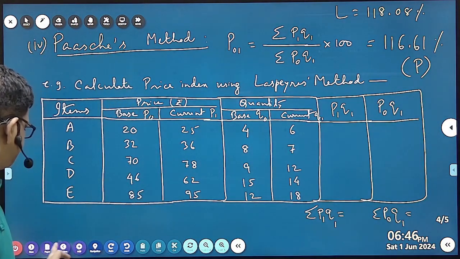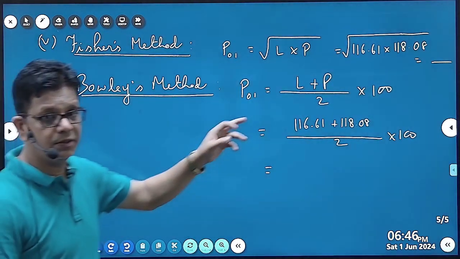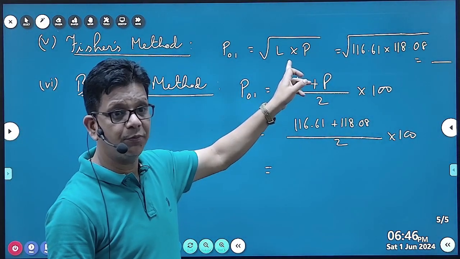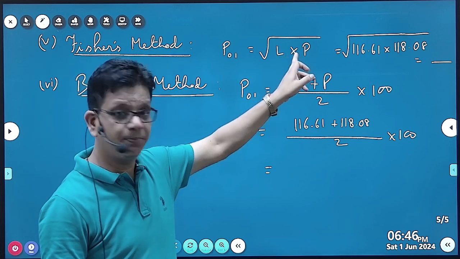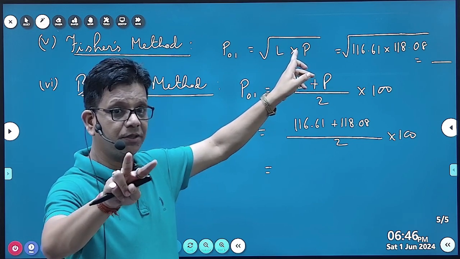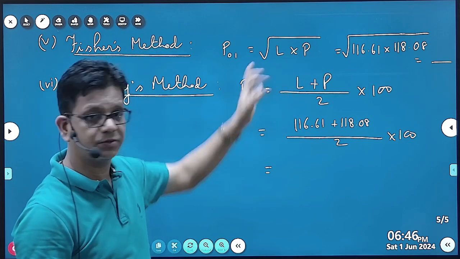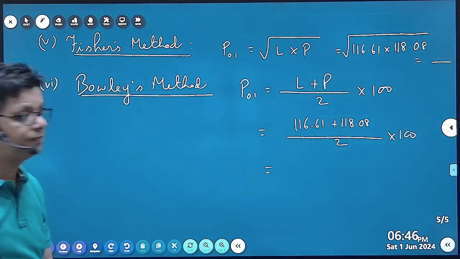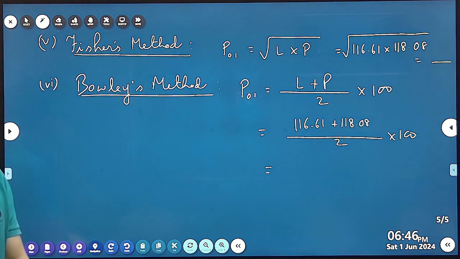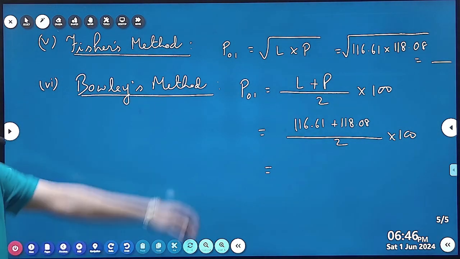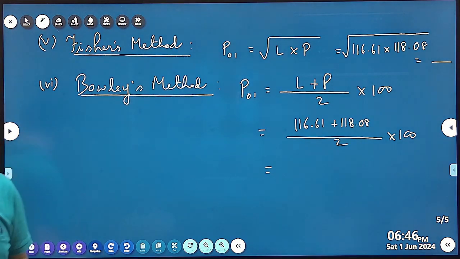Look at this. If they put the L formula and the P formula, then 100 will come two times, no? So I did not give it, that's why. In this method it is not required. Okay.